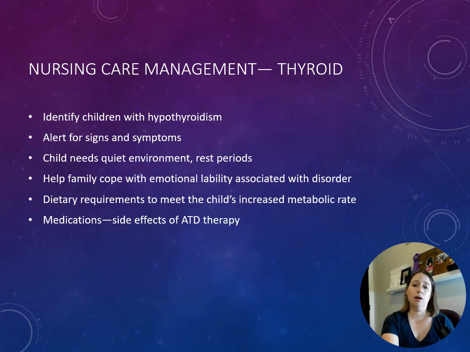And then for nursing care of thyroid issues, obviously we need to identify patients with it. Being alert to those subtle signs, helping the family cope with the emotional lability of the child, okay, and giving them some resources for that. Dietary requirements, helping them meet those needs, those increased metabolic rates, and then medications, right? Education on how to give it, when to give it, and the side effects of those treatments, all right?